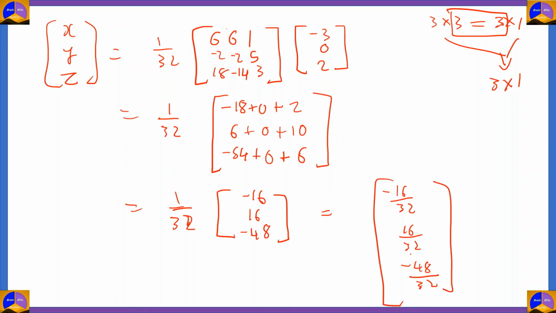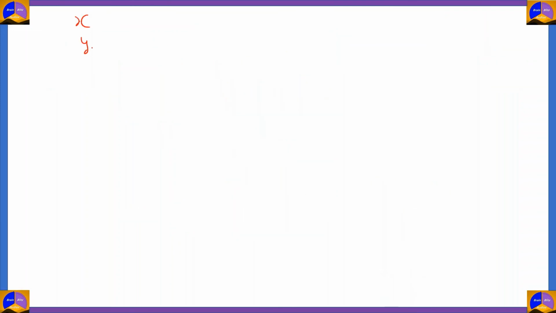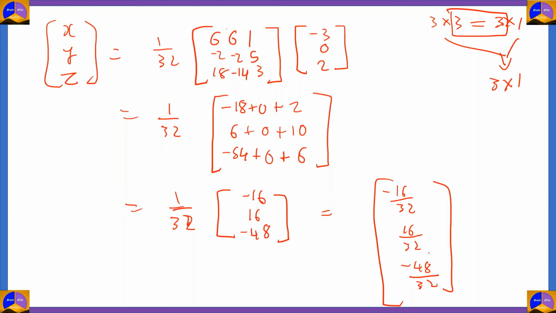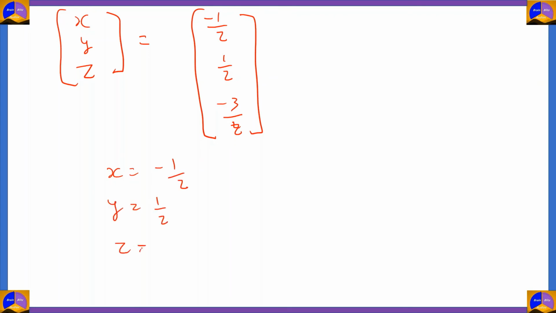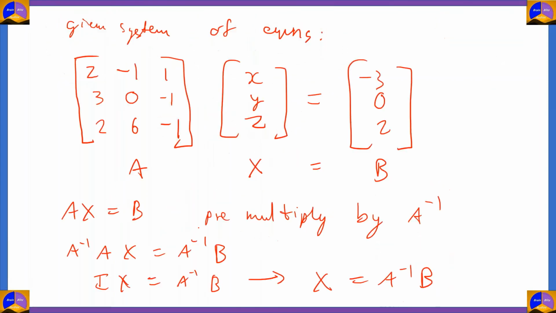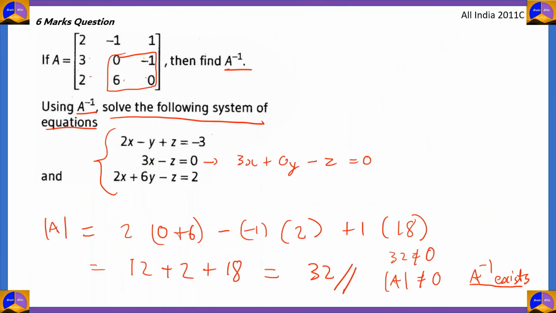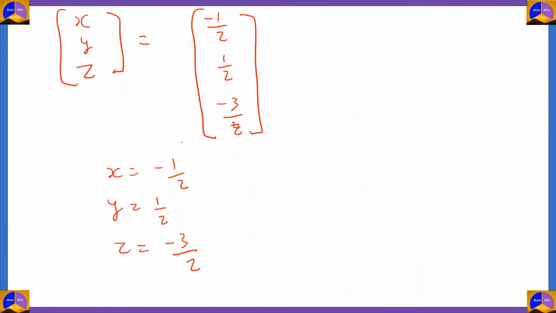This is our matrix. However, the matrix XYZ can be further simplified using 16. So minus 16 by 32 is minus 1 by 2. 16 by 32 is 1 by 2. And minus 48 by 32 is minus 3 by 2. So therefore, on comparing, we'll get x is equal to minus half, y is equal to half, and z is equal to minus 3 by 2. So that was our question. So we found A inverse and we solved the following system of equations. We found x, y, and z.